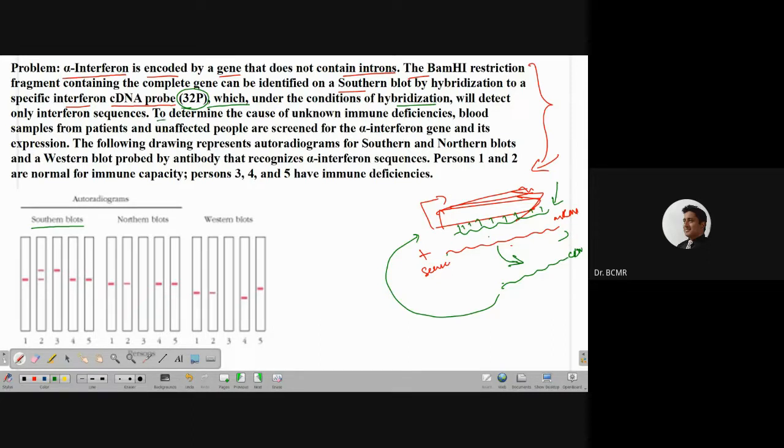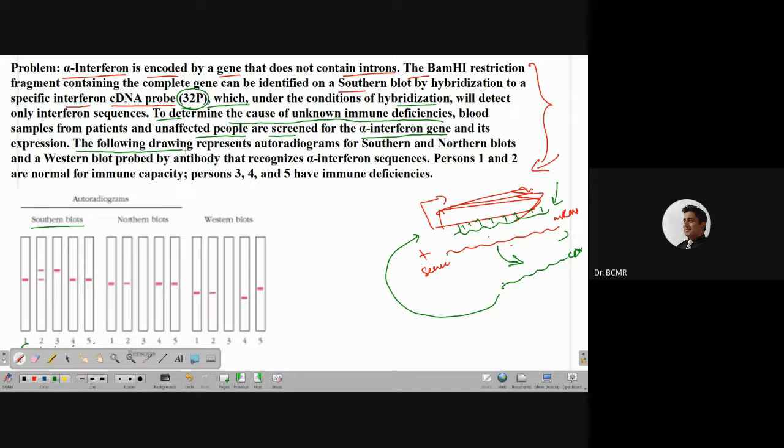So the next part is to determine the cause of unknown immune deficiencies. Blood samples from the patients and unaffected people are screened for alpha interferon gene and its expression. So sample 1, I think, is the normal person, the control. Samples 2, 3, 4, 5 have some kind of deficiencies.